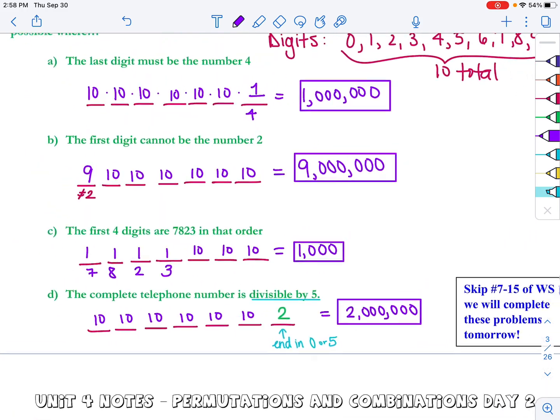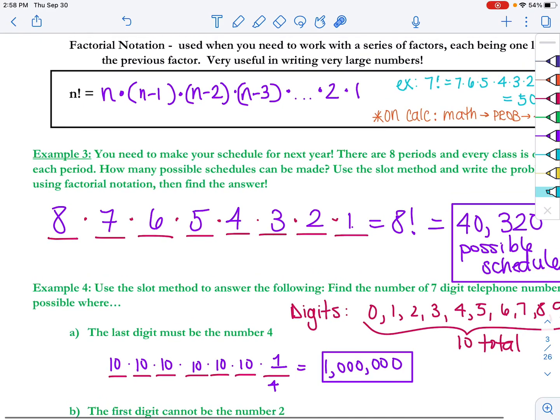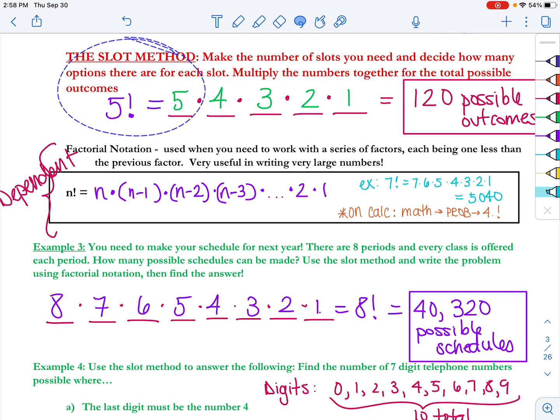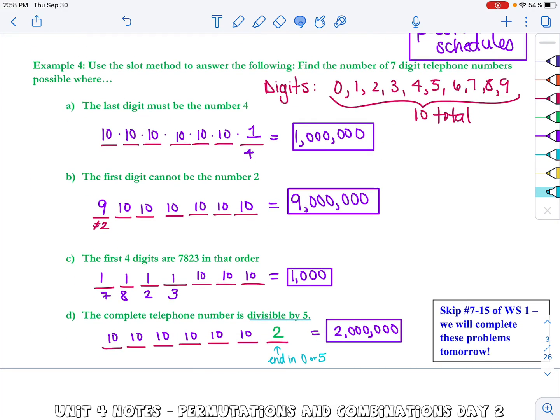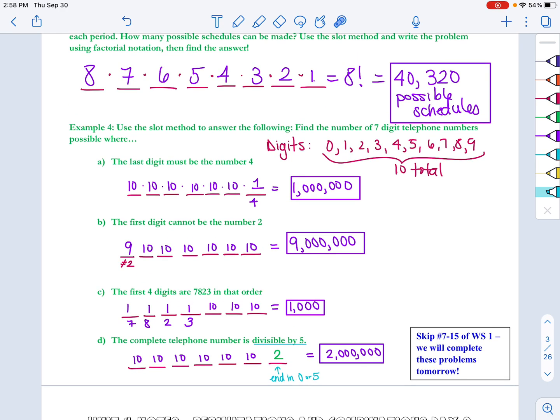Okay, so we have the slot method that helps us, and we really use the slot method a lot with dependent scenarios where the number of choices become limited based on what's in front. And with the dependent ones, that's where we see the factorial notation. But we can use the slot method with dependent or independent scenarios like phone numbers. Either way, you put the number of options for each slot, and then you multiply them all together to get the total number of scenarios.